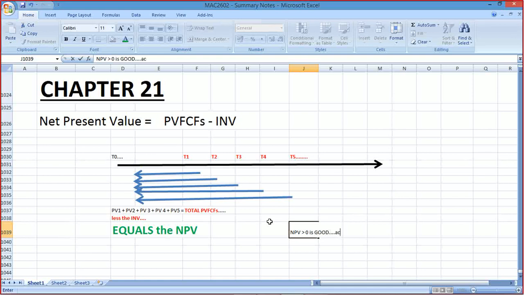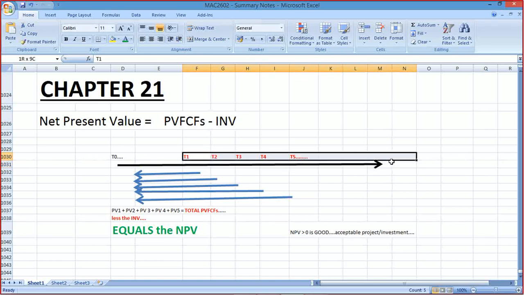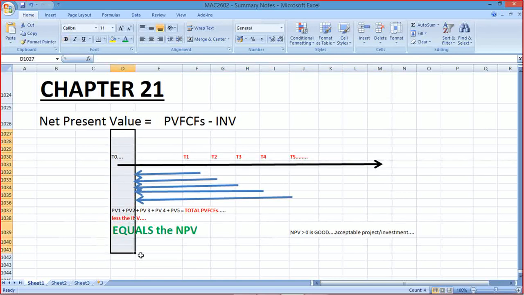Less than 0, it's rejected. Yeah, acceptable project or investment. Okay, that's what you're basically doing in finance. You're trying to evaluate a project based on what you expect will arise in the future, based on how much it's going to cost you in today's terms.